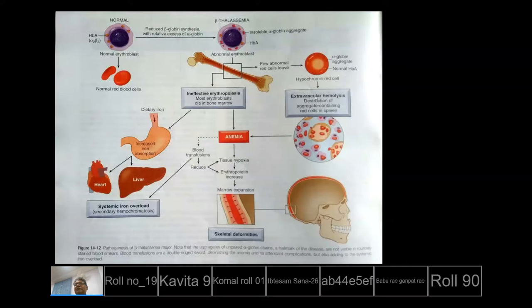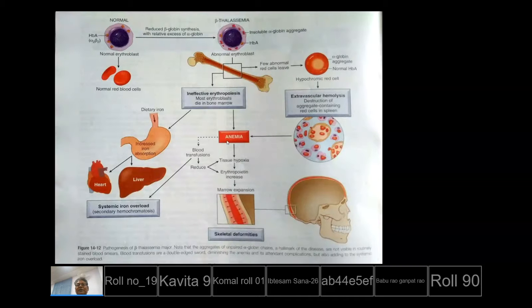When they go into circulation, there is extravascular hemolysis. There is destruction of aggregate-containing red cells in the spleen. This is the fate of this cell. In another portion, there is ineffective erythropoiesis. Most erythroblasts die in the bone marrow. Due to this, there are two processes of anemia in thalassemia: one is ineffective erythropoiesis, and second is extravascular hemolysis. Both give rise to anemia.